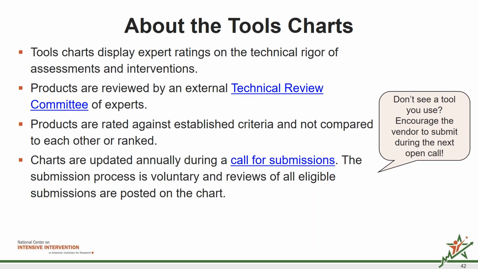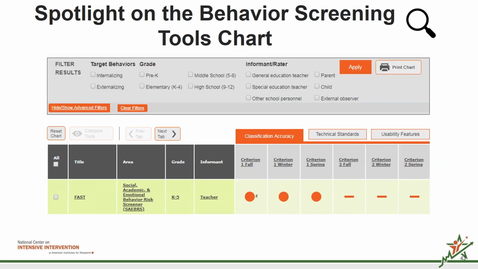The charts only include tools that have been submitted for review, so they are not comprehensive. They provide information about tools that have been voluntarily submitted. So if you don't see a tool that you're using on the chart, and some of those tools that Kathleen mentioned are not on the behavior chart, we'll see that in just a second, they might not have been ready to submit at that stage. We're hoping they'll submit in the future.